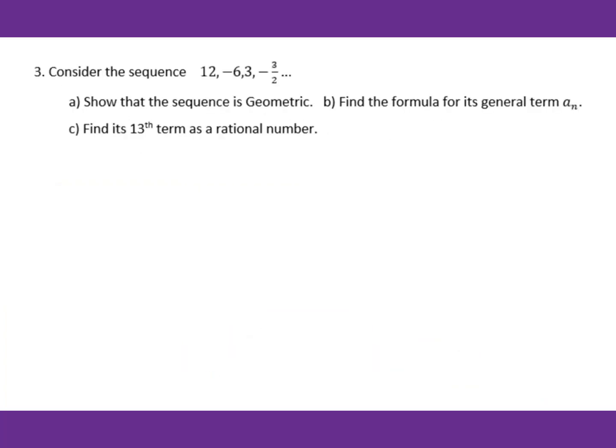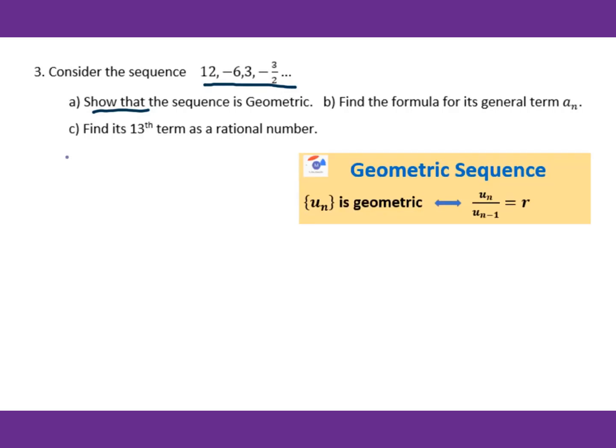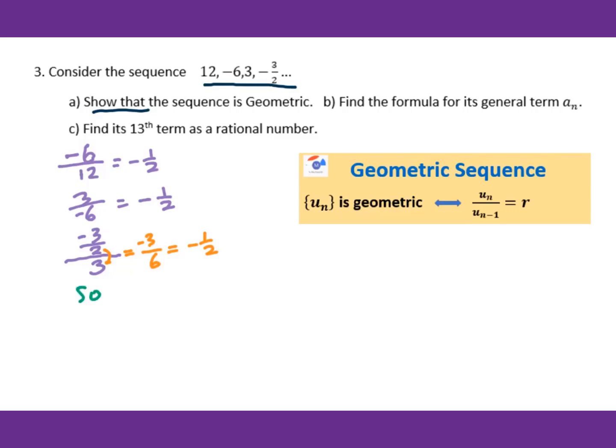For number 3, consider the sequence. Show that means prove this sequence is a geometric sequence. According to the definition, we need to figure out the term divided by previous term equals constant. So we get negative 6 divided by 12, that's negative 1 over 2. 3 divided by negative 6 equals negative 1 over 2. Negative 3 over 2 divided by 3, jump, then you can get negative 3 over 6 equals negative 1 half. So it is a geometric sequence.